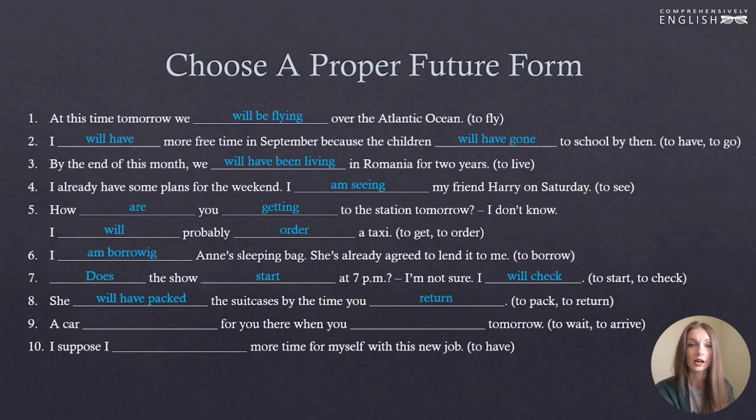By a particular time in the future, the action will have been completed. A car will be waiting for you there when you arrive tomorrow. A car will be waiting. So at that particular moment, when you arrive tomorrow, the car will be there. It will be waiting. And number 10, I suppose I will have more time for myself with this new job. I suppose so. That's my prediction about the future, but I'm not sure, of course, so the future simple is used.